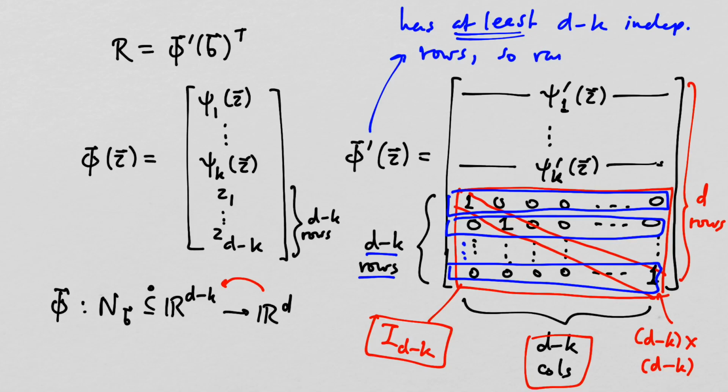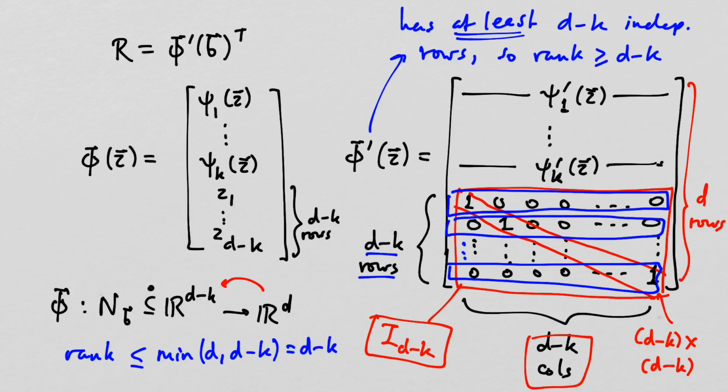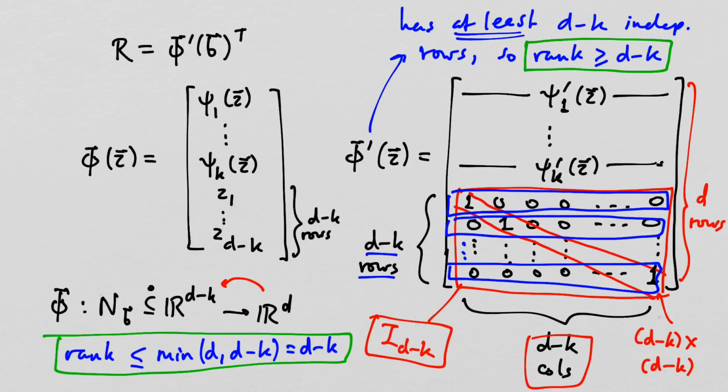So in other words, the rank of it is at least d minus k. But on the other hand, its rank is at most d minus k also. See, its rank is at most the smaller of its two dimensions, which is also d minus k. So on the one hand, it has rank at least d minus k. On the other hand, it has rank at most d minus k. So therefore, its rank is exactly d minus k.